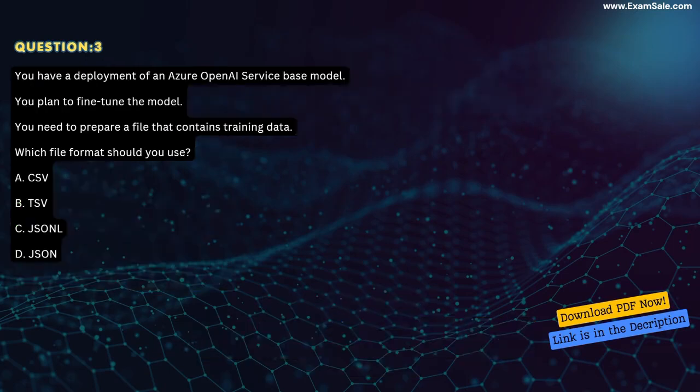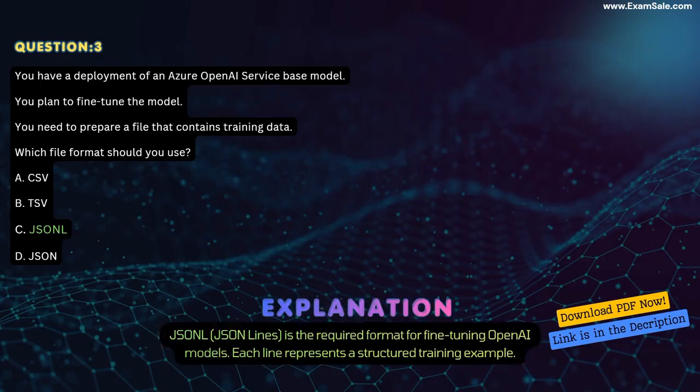Question 3. You have a deployment of an Azure OpenAI service-based model. You plan to fine-tune the model. You need to prepare a file that contains training data. Which file format should you use? A. CSV. B. TSV. C. JSONL. D. JSON. Correct answer: C. JSONL. Explanation: JSONL, JSON Lines, is the required format for fine-tuning OpenAI models. Each line represents a structured training example.